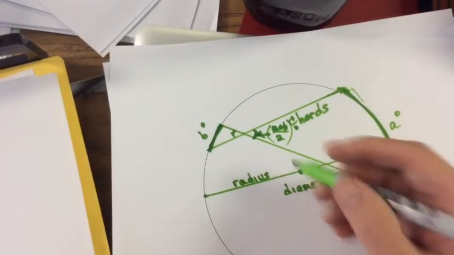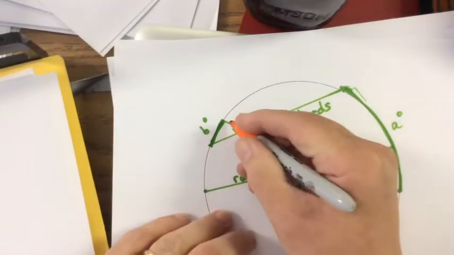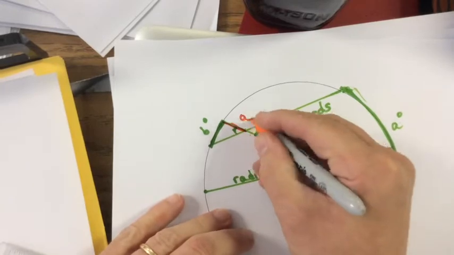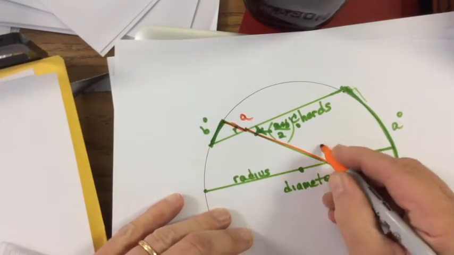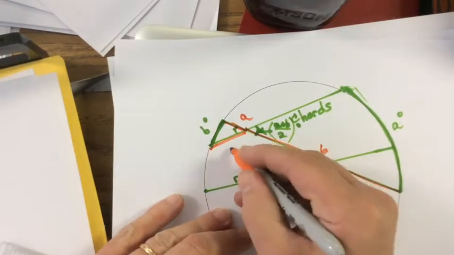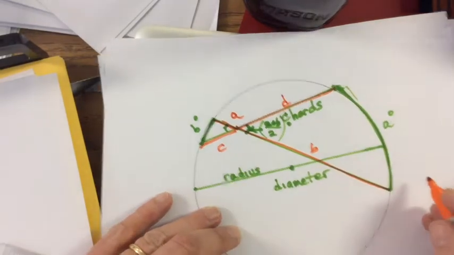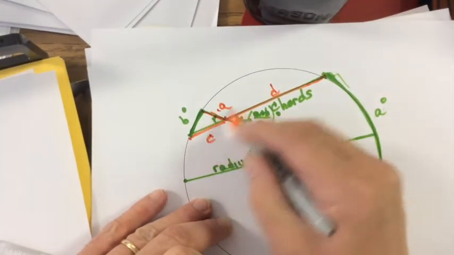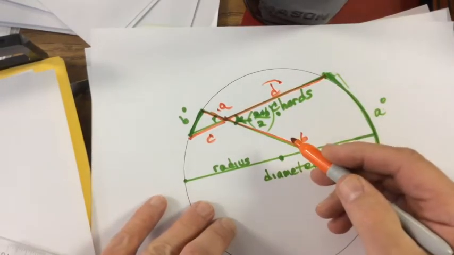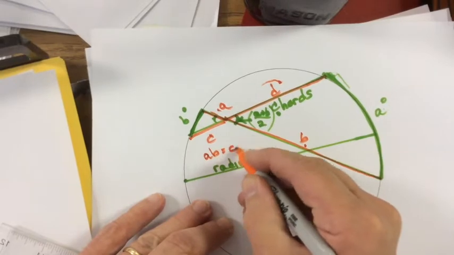In terms of lengths, if we call this length right here A, we call this length right here B, we call this C, and call this D, these segments, A times B is going to equal C times D. AB equals CD.